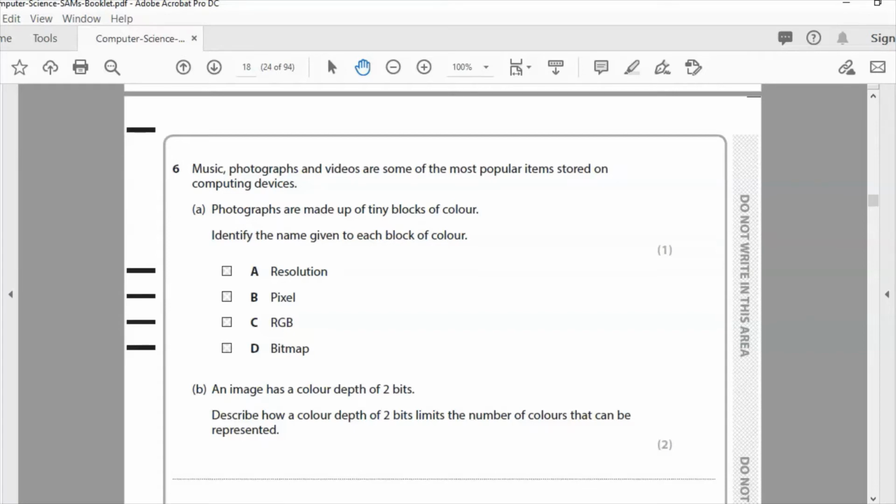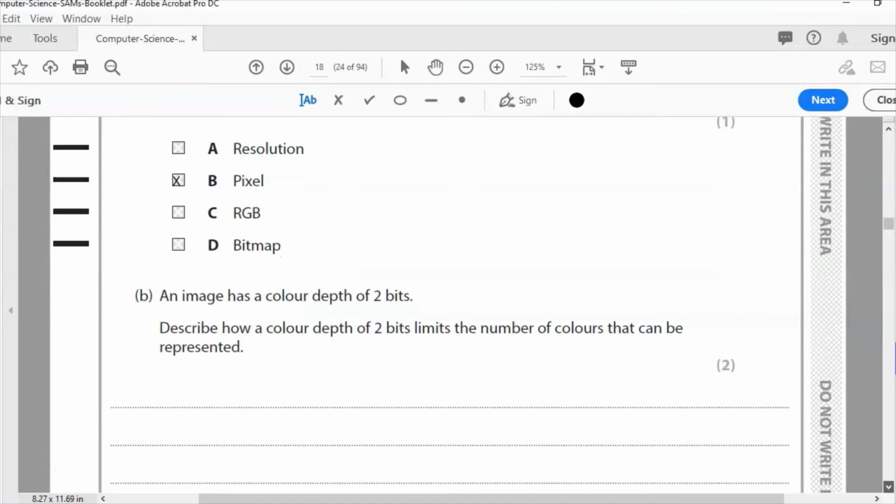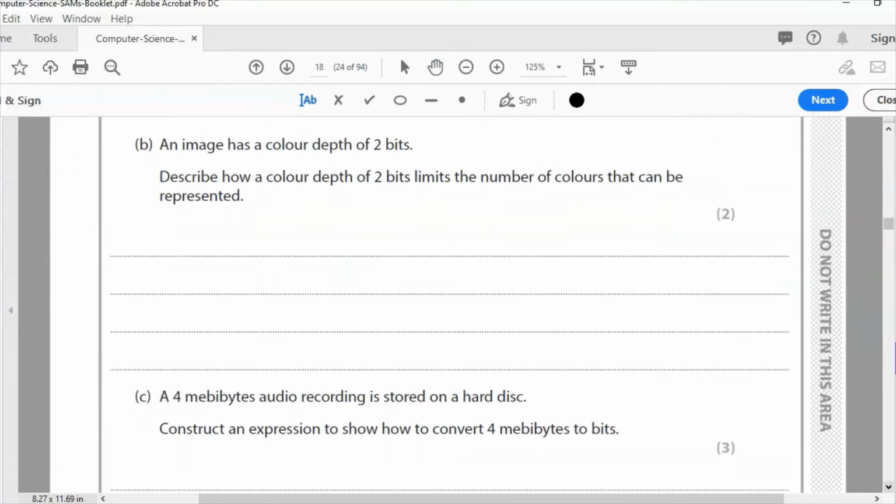It is, of course, a pixel. So those tiny blocks of colours are pixels. B. An image has a color depth of 2 bits. Describe how color depth of 2 bits limits the number of colors that can be represented.